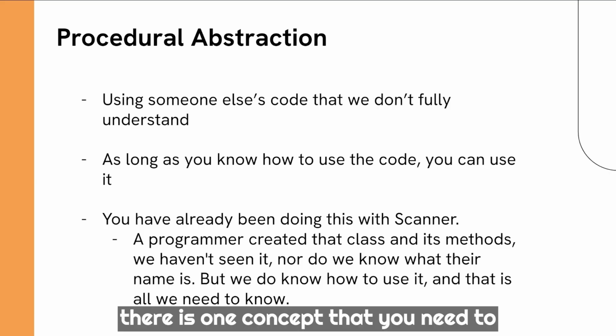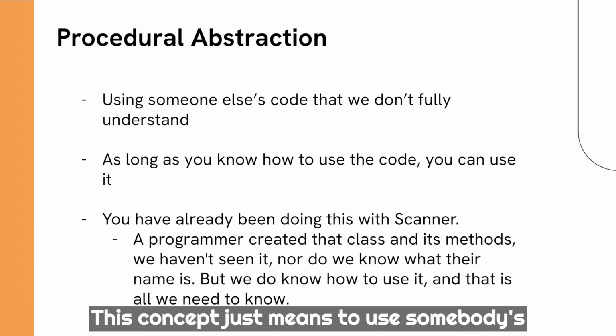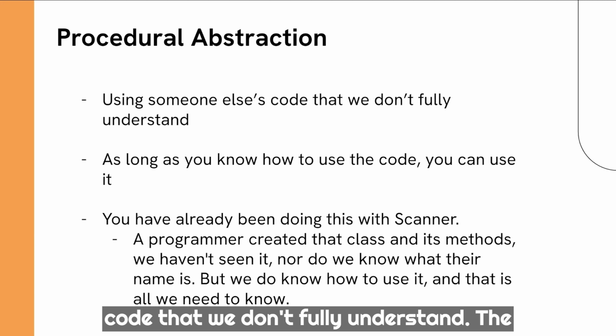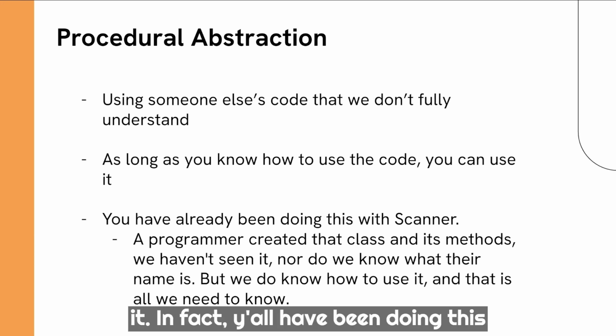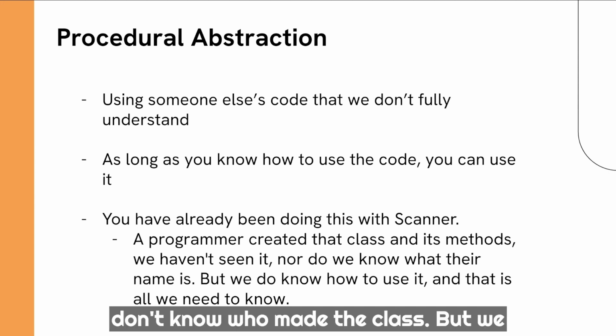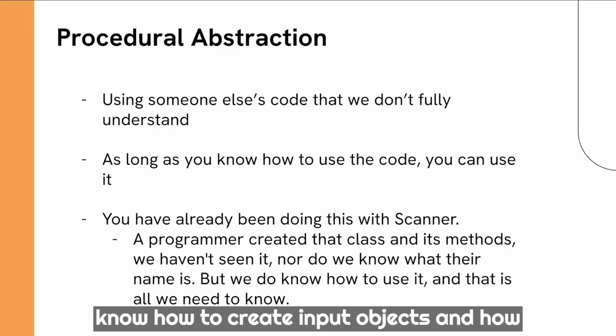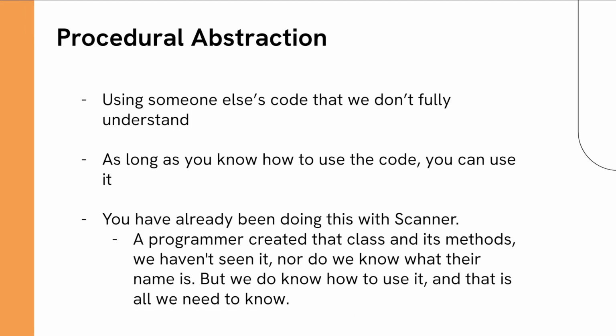There is one concept that you need to know: procedural abstraction. This concept just means to use somebody's code that we don't fully understand. The only thing you need to know is how to use it. In fact, y'all have been doing this with Scanner for quite a while now. We don't know who made the class, but we know how to create input objects and how to call its methods, which is all we need to know.